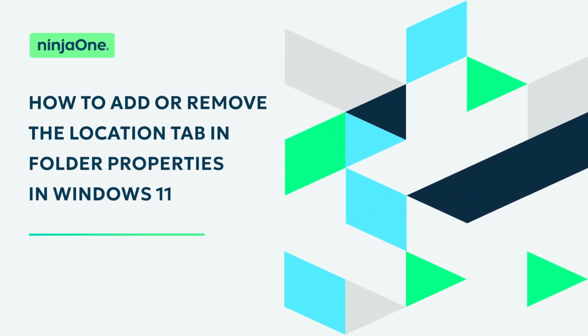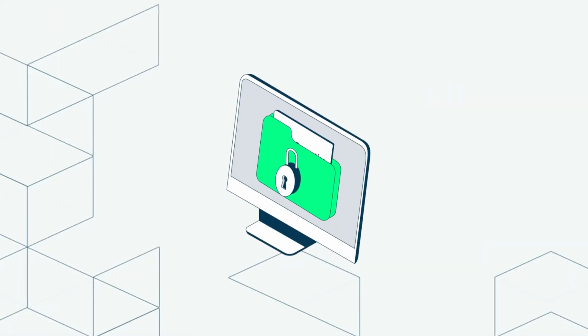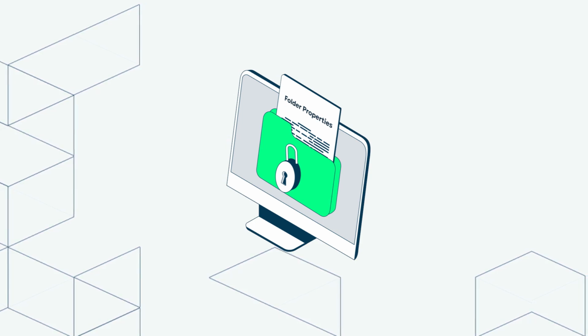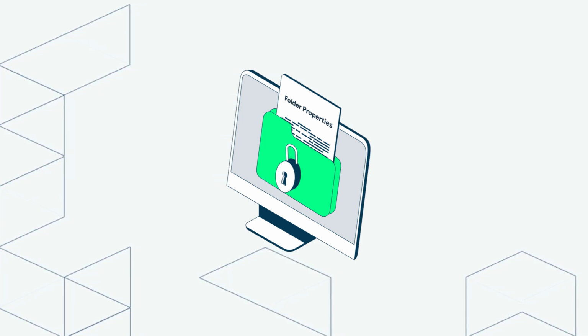How to add or remove the location tab in folder properties in Windows 11. If you can't find the location tab on folder properties, chances are it's hidden. Here's how to bring it back in Windows 11.